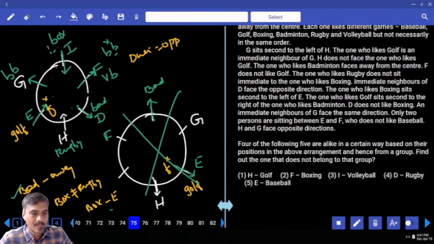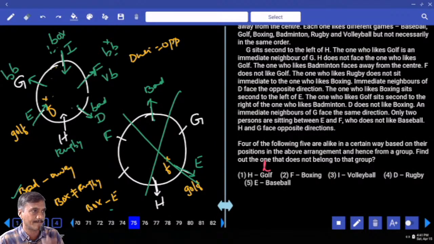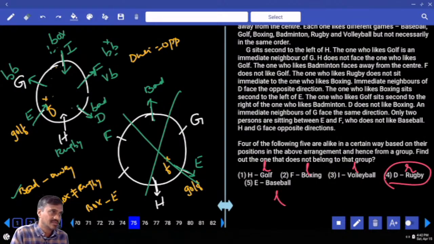Tell me what is the answer we have. H and golf: H is to the right of golf, or golf is to the immediate left-hand side of H. And boxing is to the immediate left of F. Volleyball is to the immediate left of I. Rugby is to the immediate right of D. And E and baseball: baseball is to the immediate left, except in choice 4. In the remaining, the second item is to the immediate left-hand side, whereas in choice 4, the second is to the immediate right. Choice 4, question number 75.